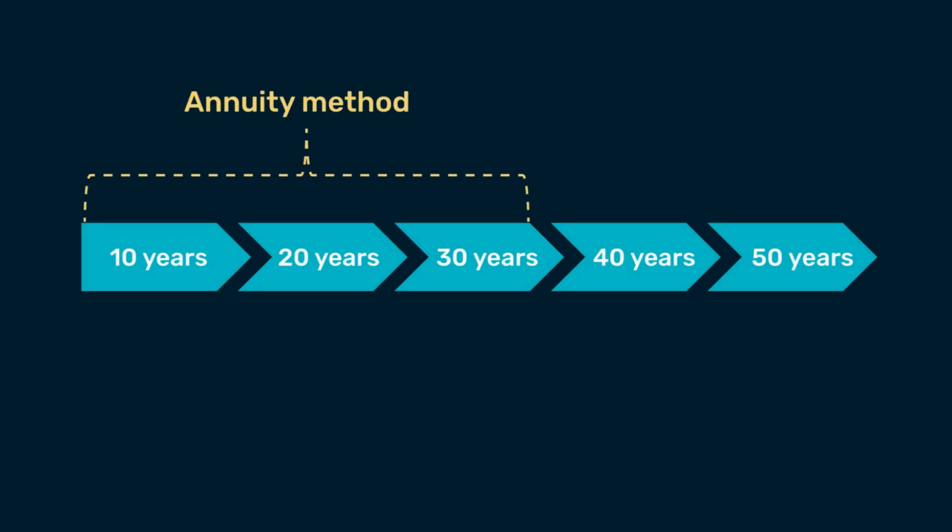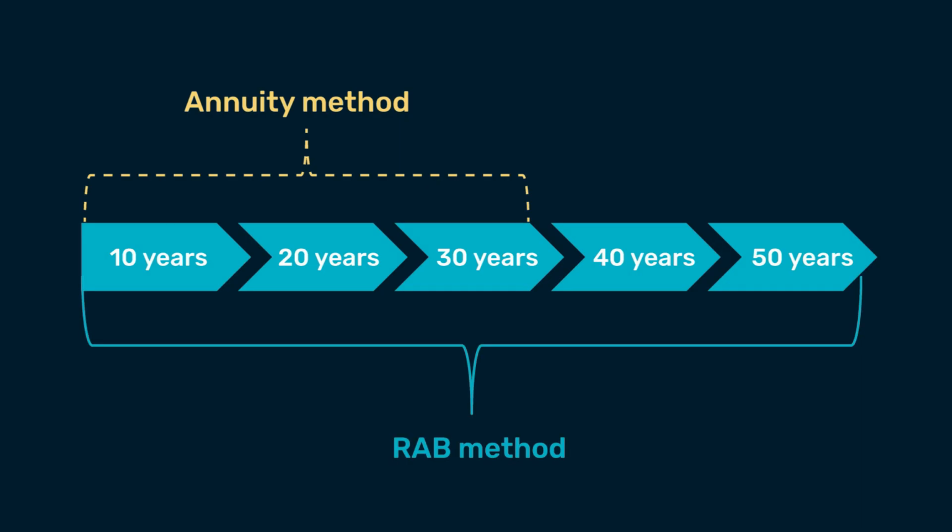Under the annuity method, the cost is recovered over only 30 years, even though the variable counterweights are likely to last 50 years. If a RAB were in place, customers would pay back the cost over the life of the asset, in this case, 50 years. Spreading the cost over this longer period reduces the amount repaid each year through customer bills.